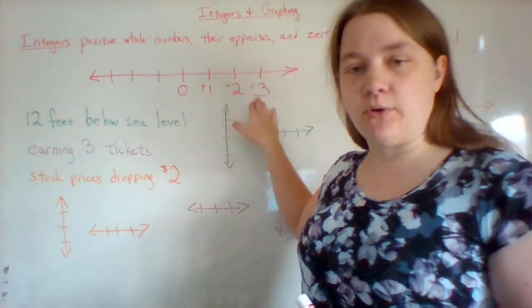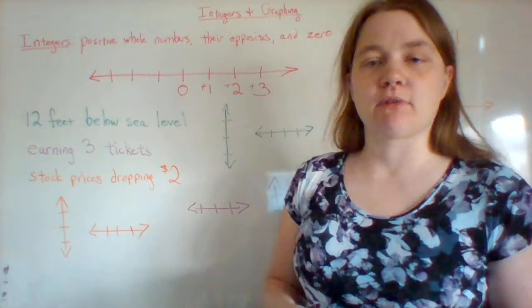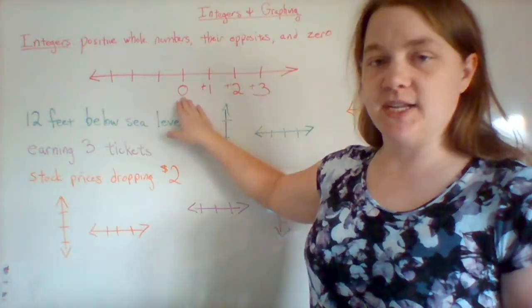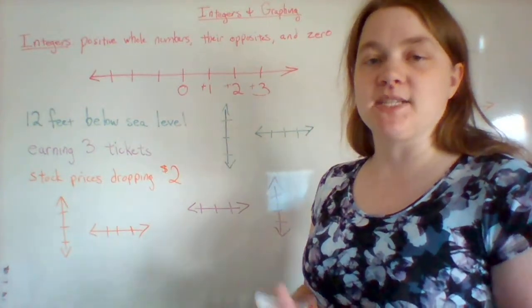So we know what positive whole numbers are. Not 1.5, not 2.33, just the whole numbers. 1, 2, 3, and don't forget 0. 0 is also an integer. What we also need to talk about is their opposite.